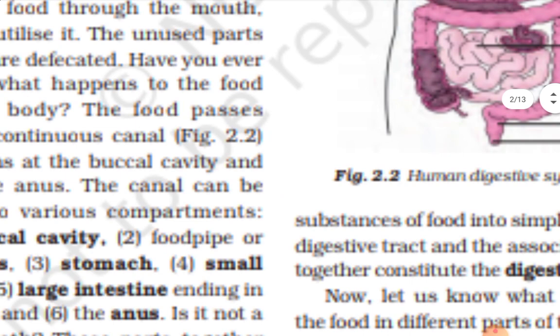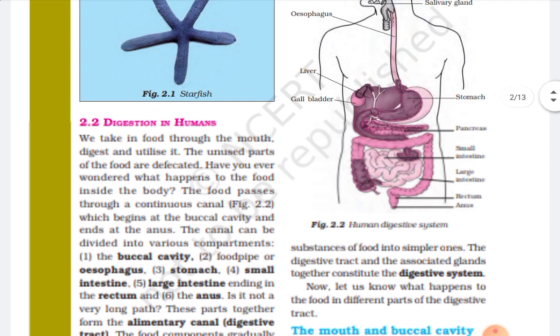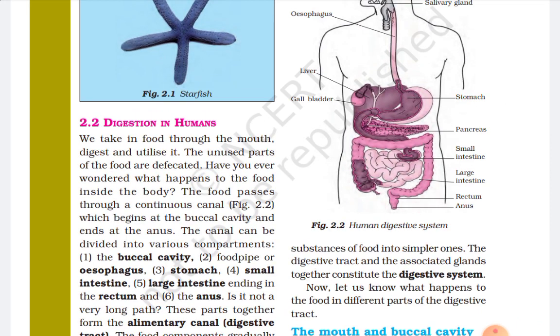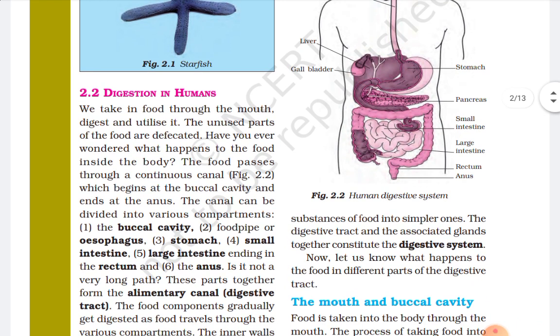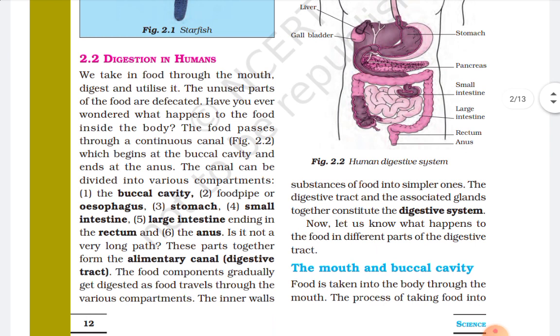Let's move on. Digestion in humans. We take in food through the mouth and digest and utilize it. The unused part of the food is defecated. Have you ever wondered what happens to the food inside the body? The food passes through a continuous canal which begins at the buccal cavity and ends at the anus. This canal is called the alimentary canal, or you can call it the digestive tract.